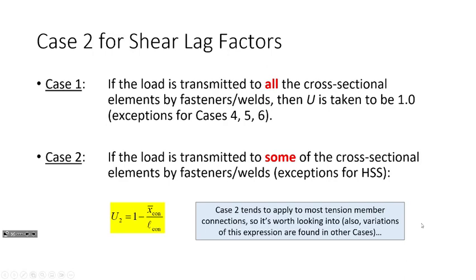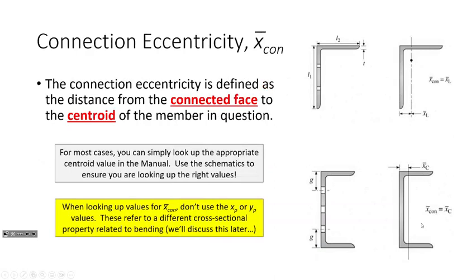Do you remember how you find the length of the connection? Outside bolt, outside bolt. Outside bolt to outside bolt. However that distance is, that's L sub CON. Well, what about x bar? X bar is the distance from the connected face to the centroid, right?